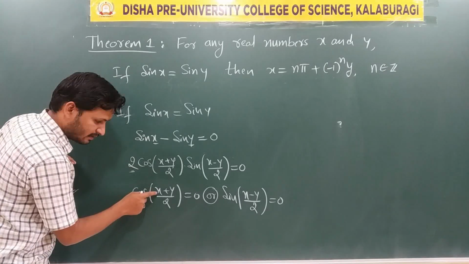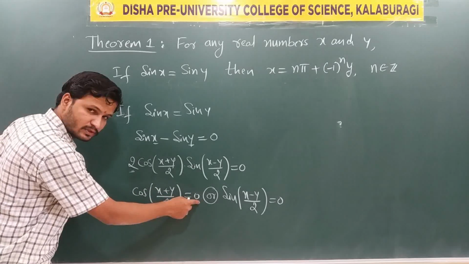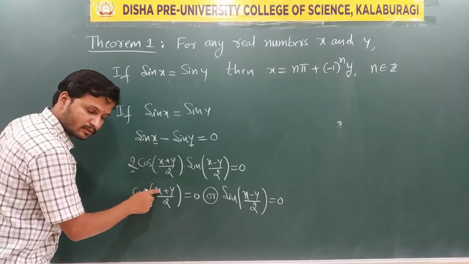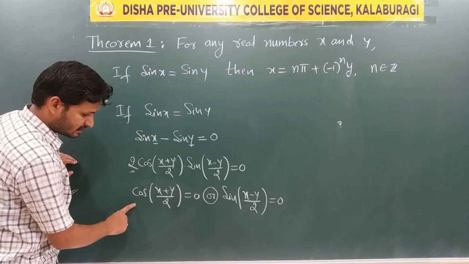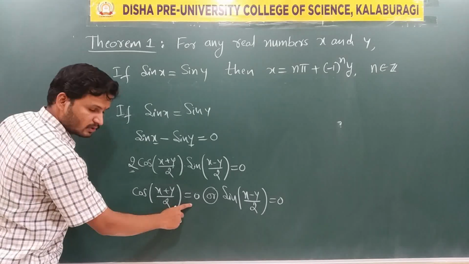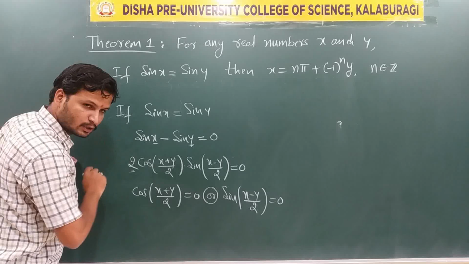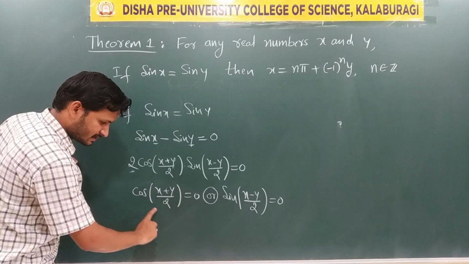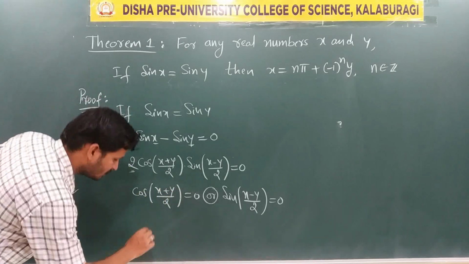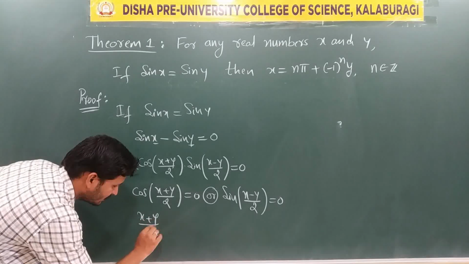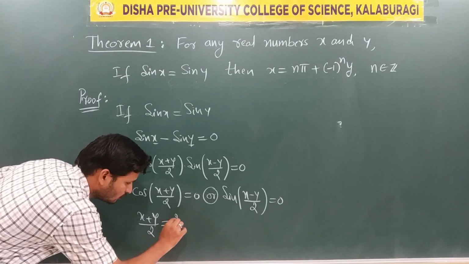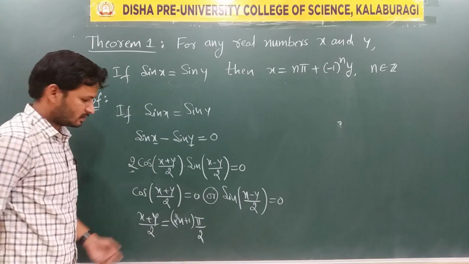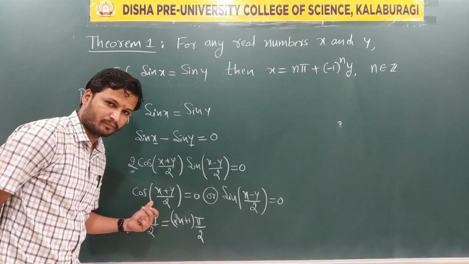That means for what values of x plus y by 2 equals 0? In place of x plus y by 2, substitute an odd multiple of pi by 2, then obviously we will get 0. Correct? So now this is of the form cos of x equals 0. If cos of x equals 0, according to note number 2, x equals (2n plus 1) into pi by 2. Here in place of x is the angle (x plus y) by 2. So (x plus y) by 2 equals (2n plus 1) pi by 2. This is because of note number 2.